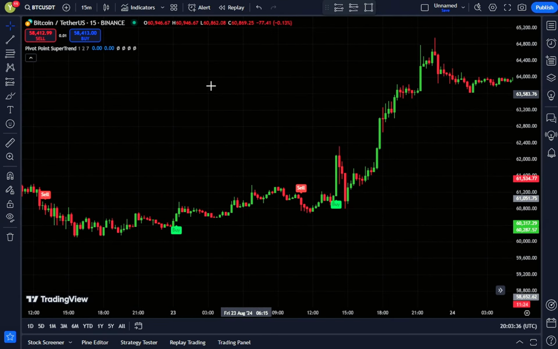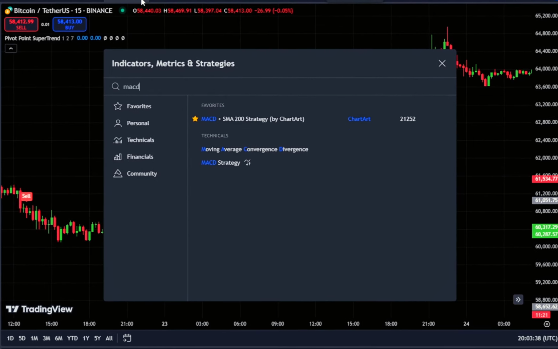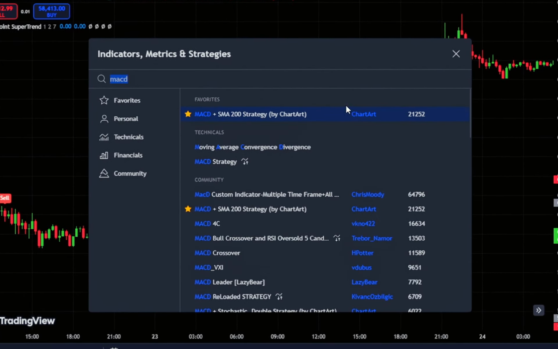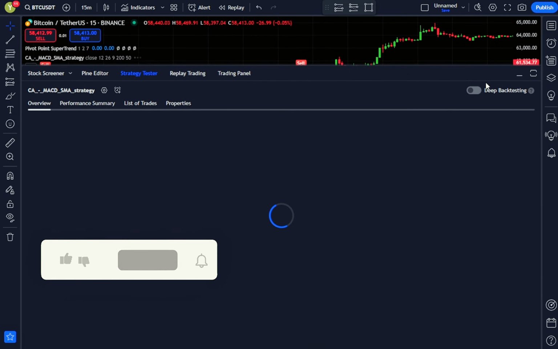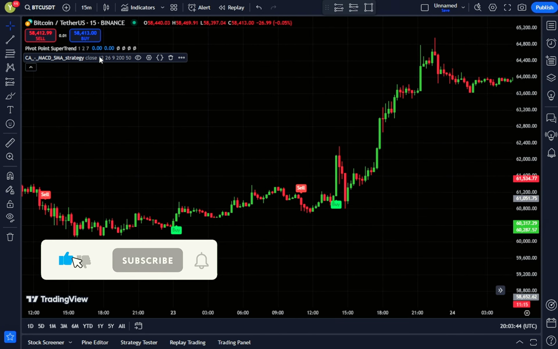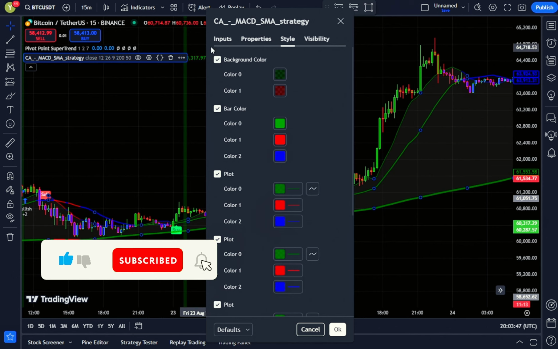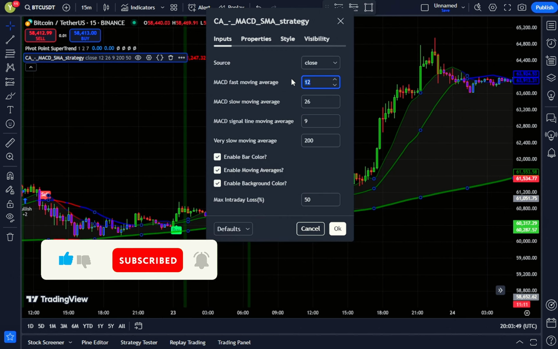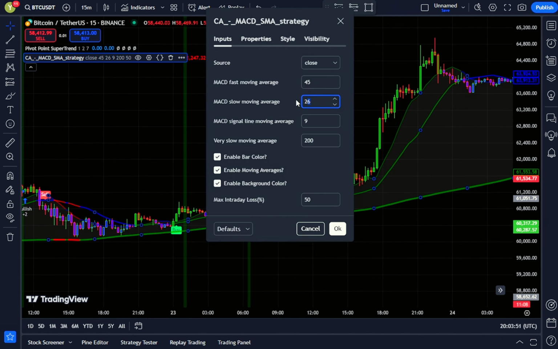Next, we need a confirmation indicator to strengthen our trades. We'll be using the MACD plus SMA 200 strategy. Search for it in the indicator section and add it to your chart. Once you've added it, adjust the settings to suit our strategy.